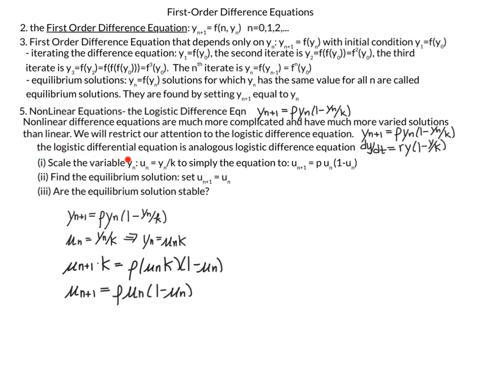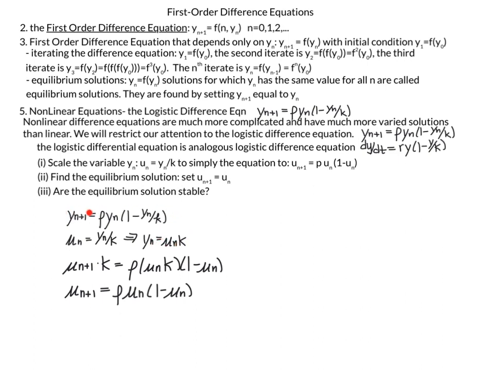So our first step is to scale our variable. First, I have rewritten our difference equation: y_{n+1} is equal to rho y_n times (1 minus y_n over K). I want to scale, so I'm going to use mu_n is equal to y_n over K. So I'm going to scale our variable by K. This equation here will give us y_n is equal to mu_n times K.